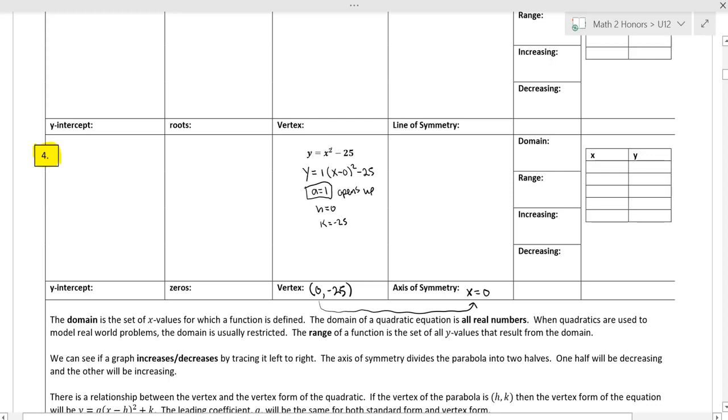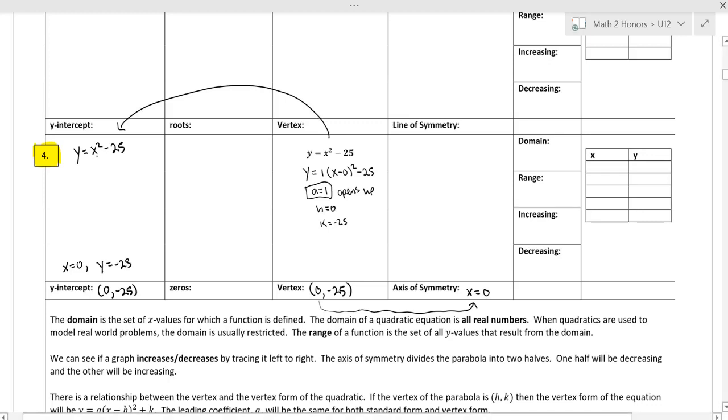To go from vertex form to standard form, you multiply everything out. In this case, there's nothing to multiply out, so vertex form is standard form. And then from standard form, we can easily get the y-intercept. You set x equal to 0, plug in 0 into that equation, and you get your y equals -25. So 0, -25. So notice that the vertex and the y-intercept are the same.